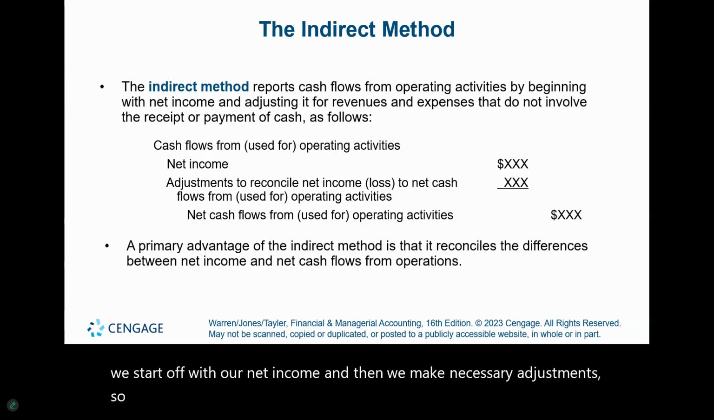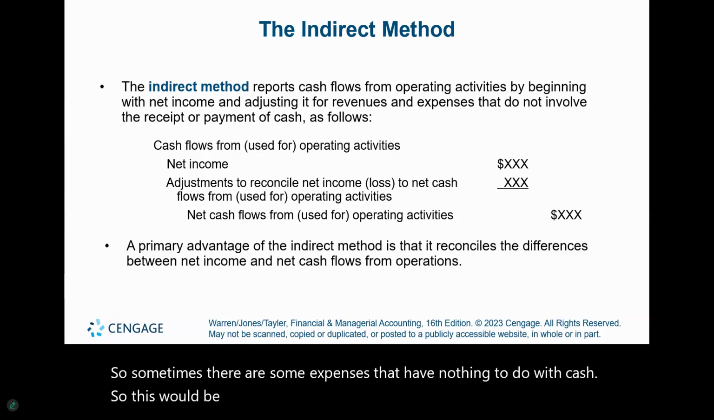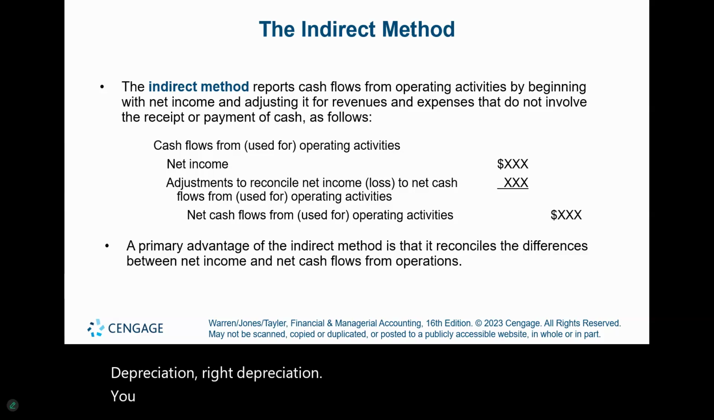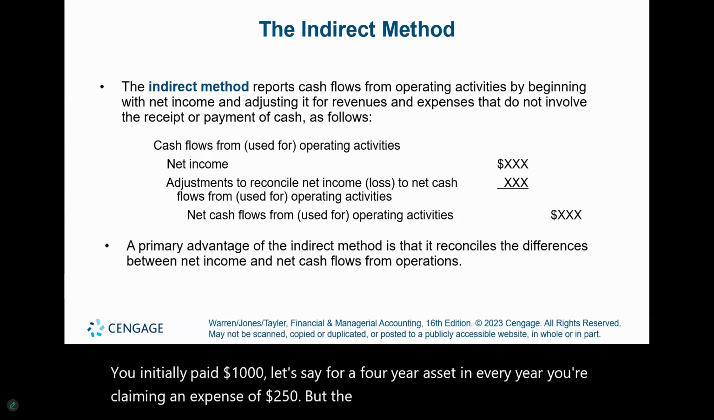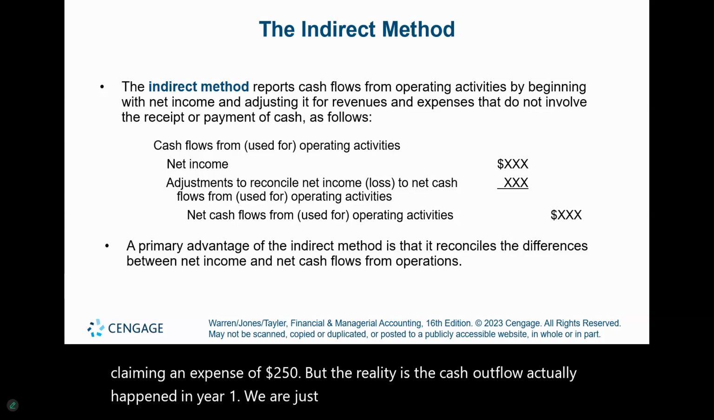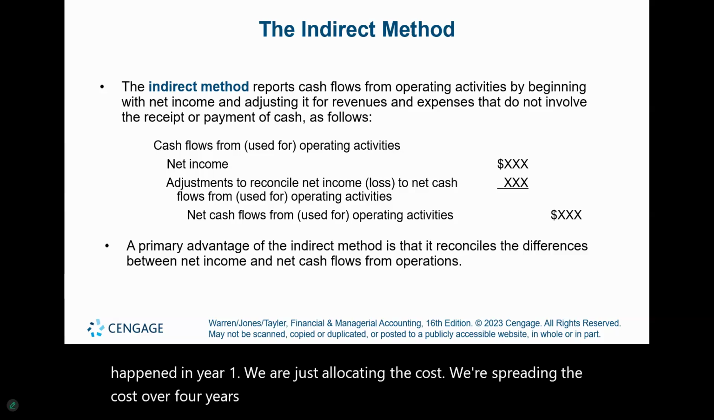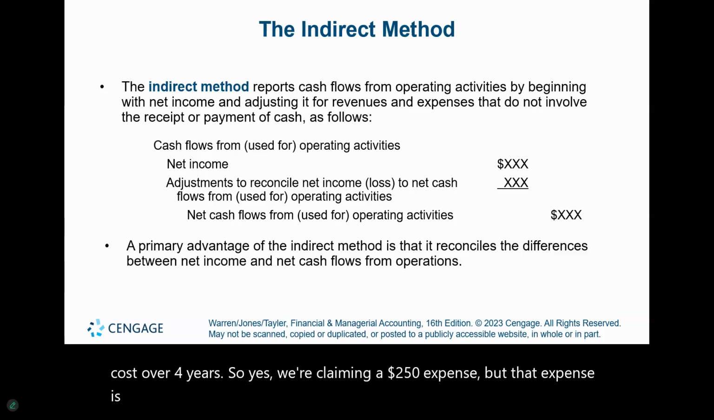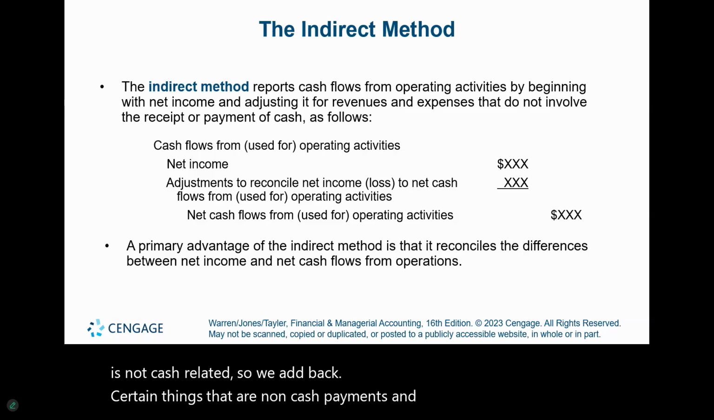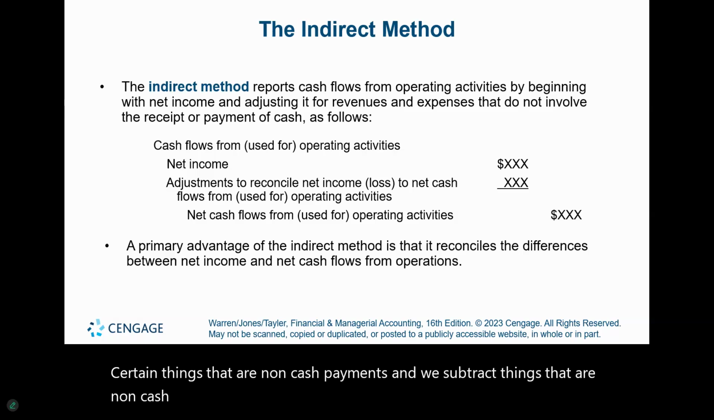Sometimes there are expenses that have nothing to do with cash. This would be like depreciation, right? With depreciation, you initially paid $1,000, let's say, for a 4-year asset, and every year you're claiming an expense of $250. But the reality is the cash outflow actually happened in year 1. We are just allocating the cost, spreading it over 4 years. So yes, we're claiming a $250 expense, but that expense is not cash related. So we add back certain non-cash payments, and we subtract things that are non-cash revenue, essentially.